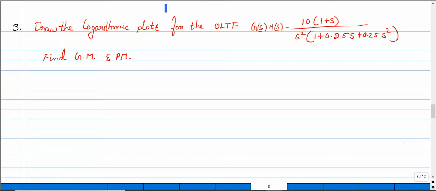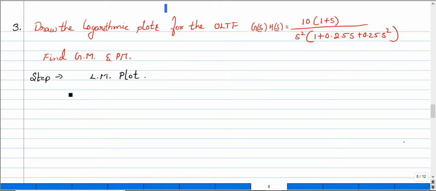Let us plot first the magnitude plot. So here in the given problem we need to find the gain margin and phase margin. We need to draw the plot and find these two values. Step 1, we are plotting the logarithmic plot, the magnitude plot.